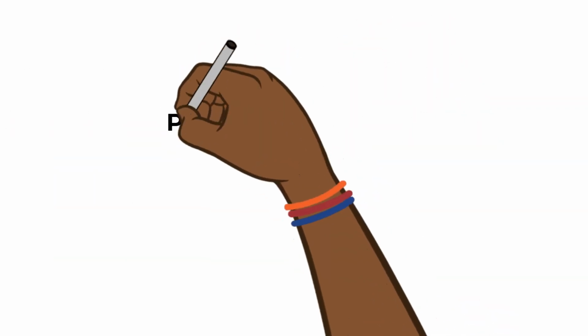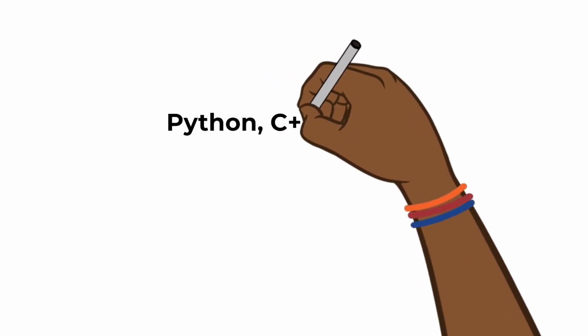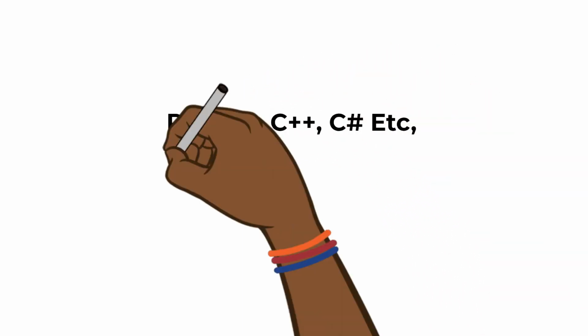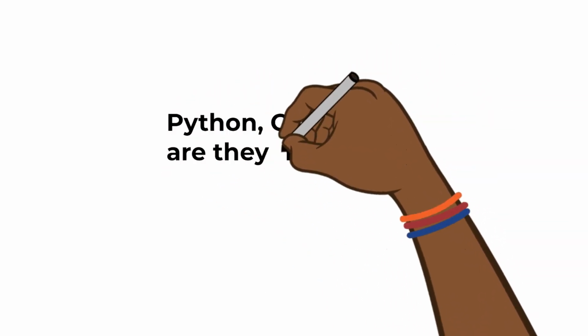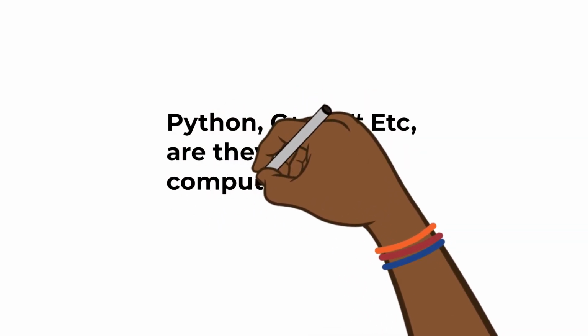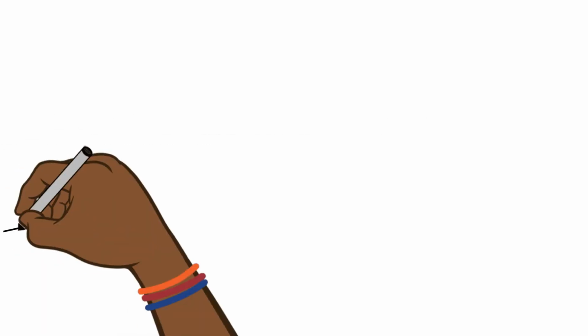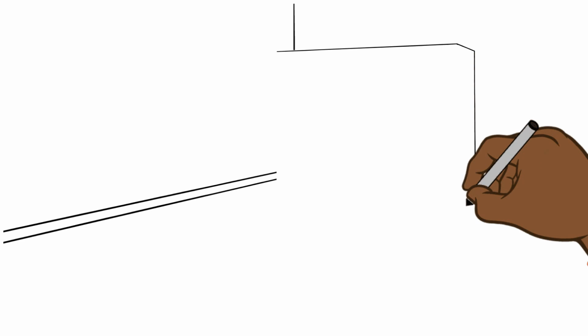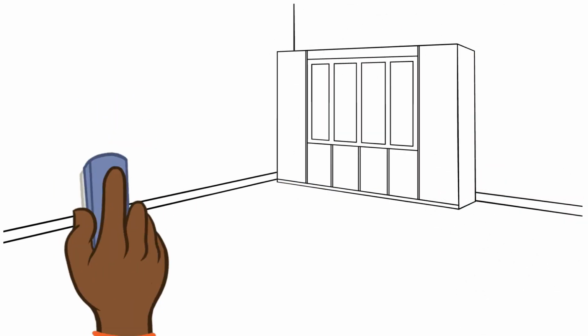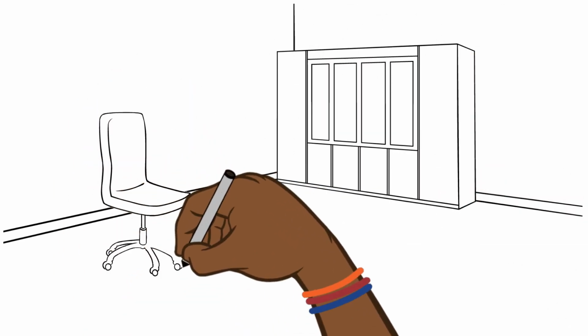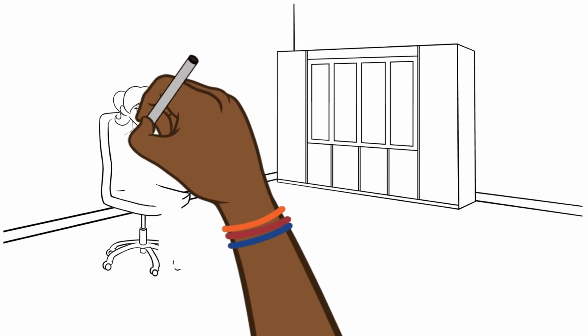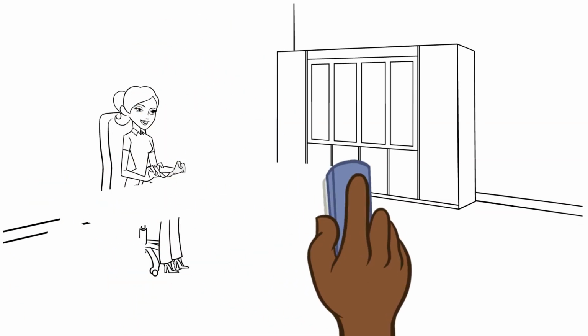our keyboards. Then you may ask, how about languages like Python, C++, C#, etc.? Are they not computer languages? Technically, they are. However, practically, they are not. Alright, let us break it down a bit. Programming languages like Python, C++, and C# are like the everyday English language to the computer.